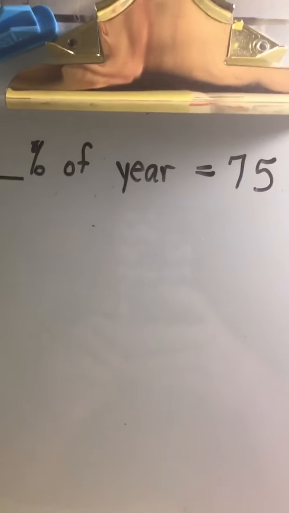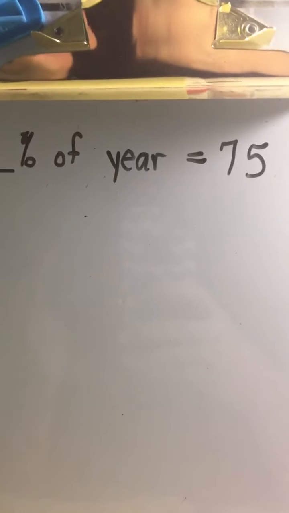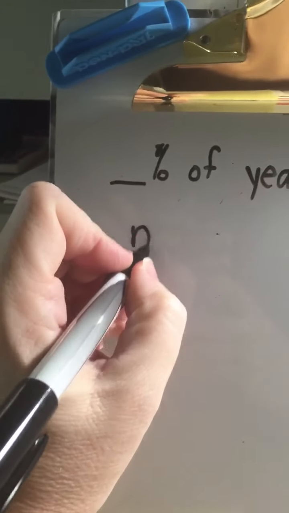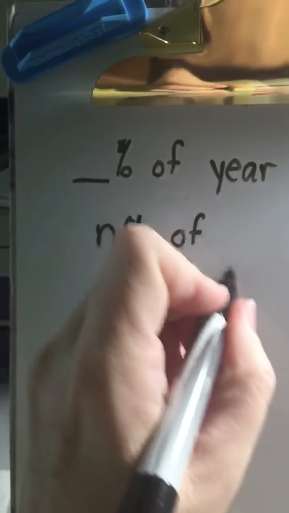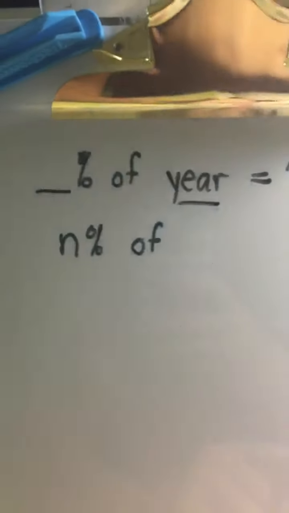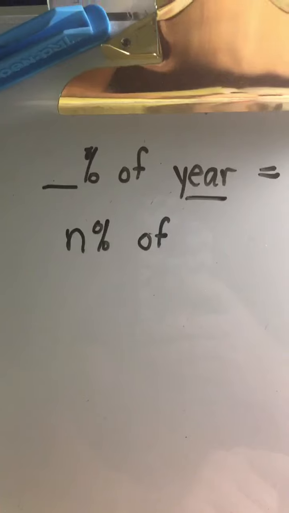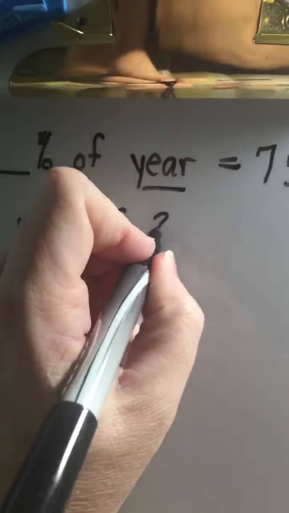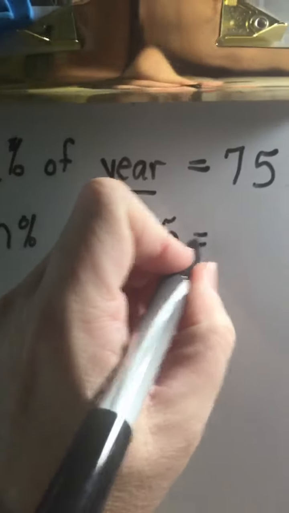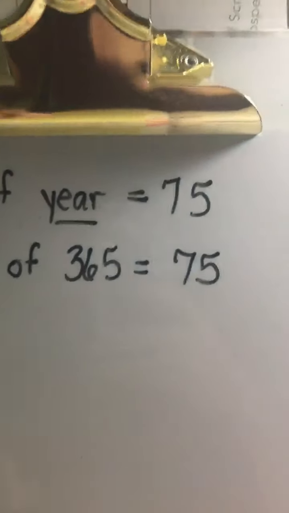What percent of the year was it rainy? Well, we know it was 75 days. Well, what percent is that? All right, so we're going to fill that in with the n, that's our unknown, and the of, and let's change that year from words to numbers. How many days are in a year? You should know this. 365 days, right? And that equals 75.